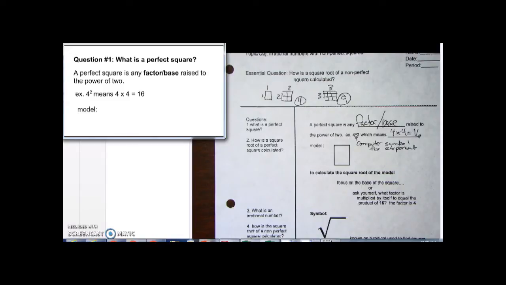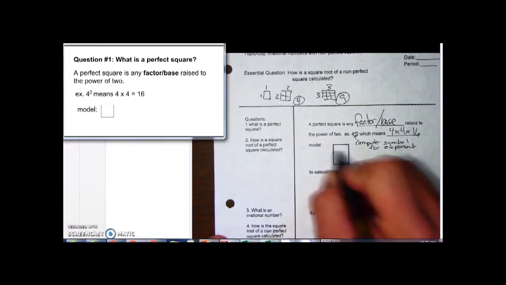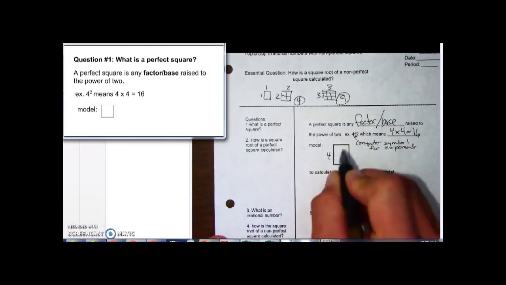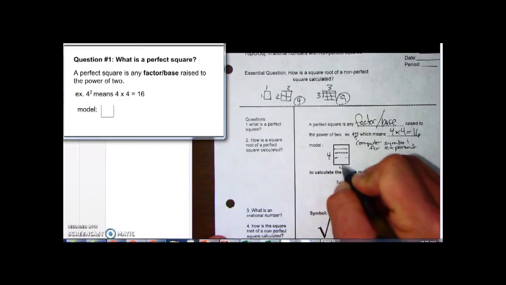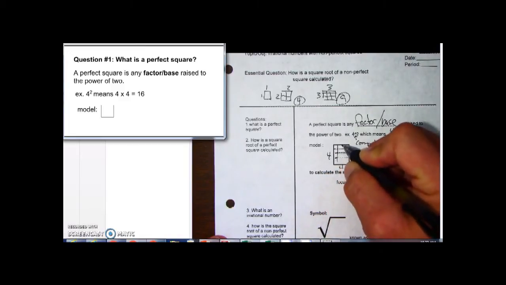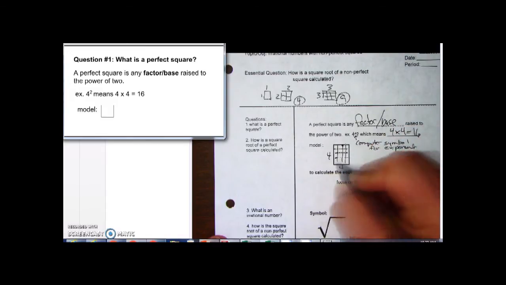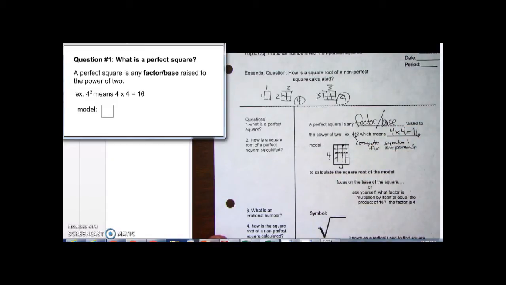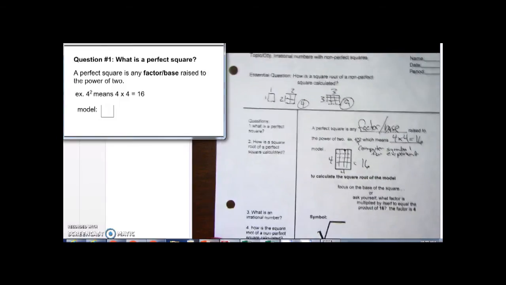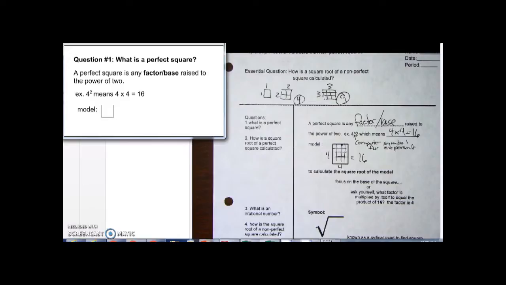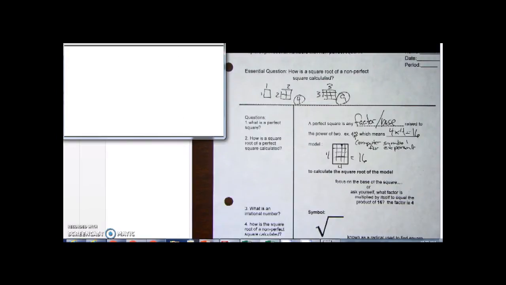Okay, next slide. Oh, our model. So I know this looks rectangular, but if we did 4 here, meaning it's 4 up and down, and we did 4 across, how many little squares does it make up? 16. Okay, so 4 squared equals 16. It's a little bit more defined there.